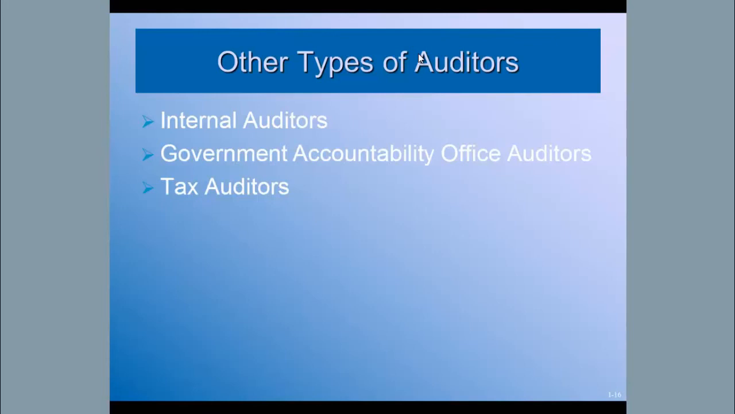And usually they report up to people very high up in the business, sometimes not even in the accounting department. They usually will report up maybe to somebody as high as the chief executive officer, just to give him a good feel for what's going on in their business. Of course, you have government auditors doing all kinds of stuff, and tax auditors.